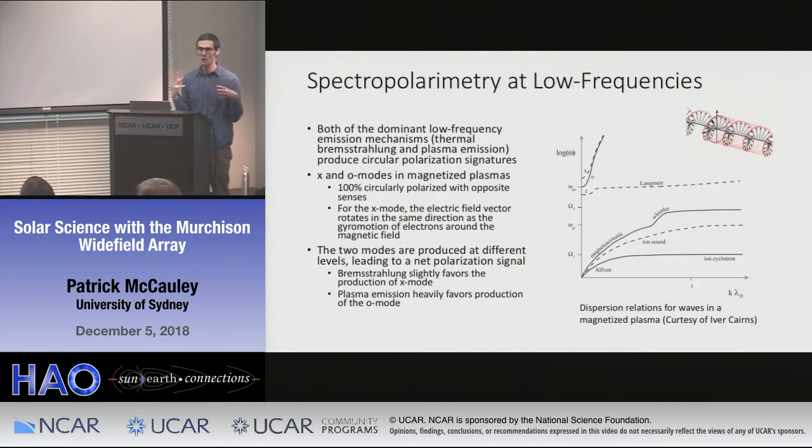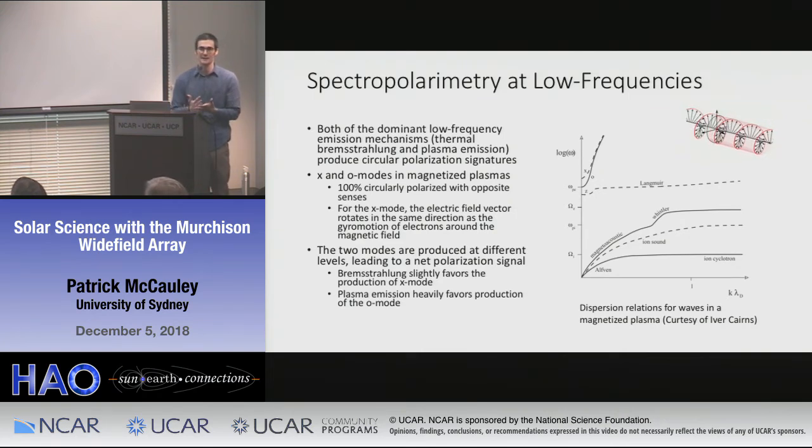And the two modes are produced at different levels depending on which emission mechanism you're seeing. For thermal Bremsstrahlung, it very slightly favors the X mode. And for plasma emission, it heavily favors the O mode, 100% for fundamental emission. So that is what is producing the circular polarization signatures that we're going to see, either one of those two effects. It does get more complicated.